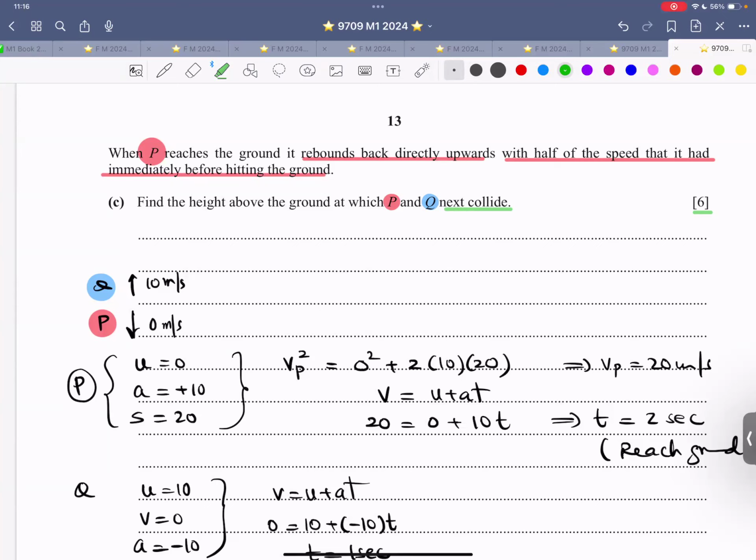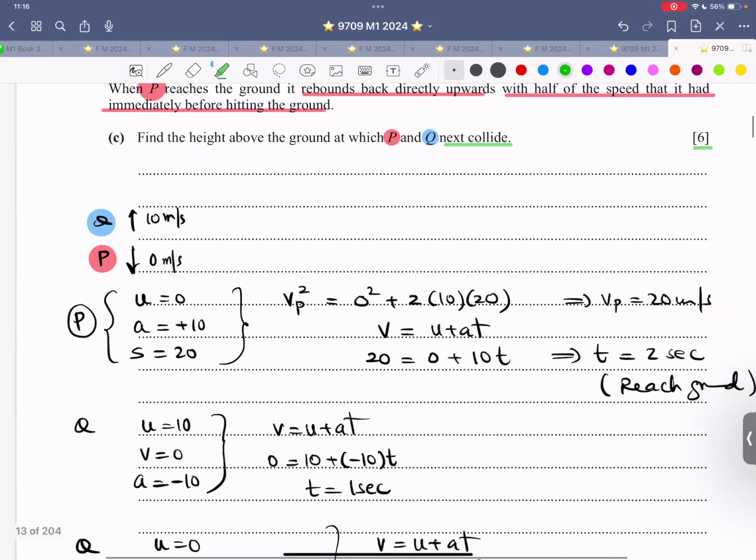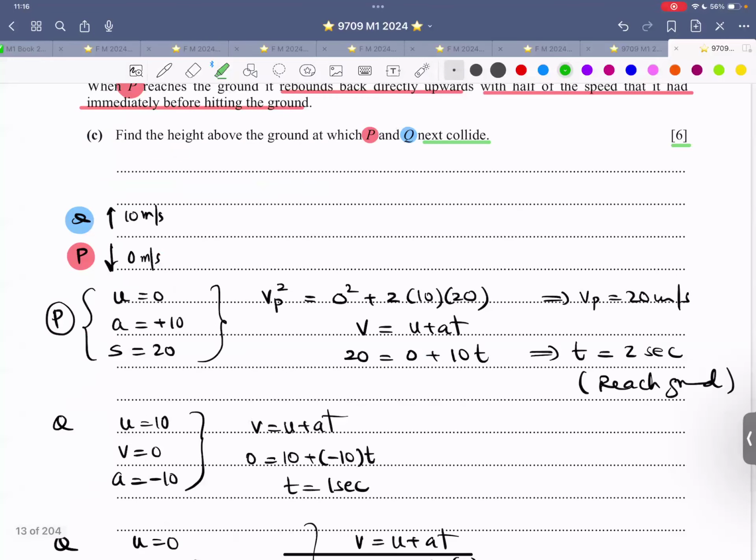So you have to think very, very analytically. And of course, one such question is always there, which will differentiate between the A stars and the A's, and the A's and the B's. So of course, one question always has to be there, and usually it's one of the last questions. So now it says, find the height above the ground. Now, first of all, let's focus on P. So let me highlight P. Let's focus on P, no, the red color.